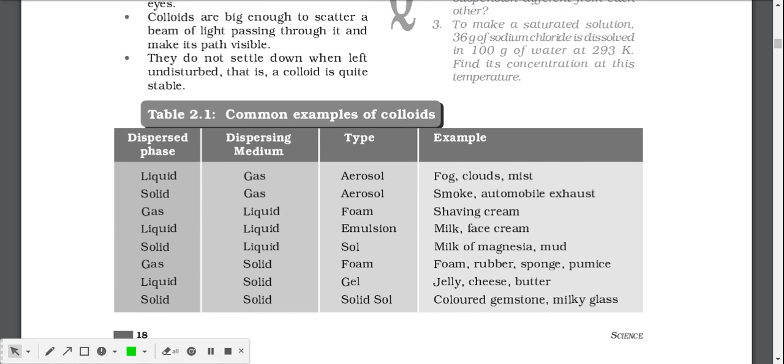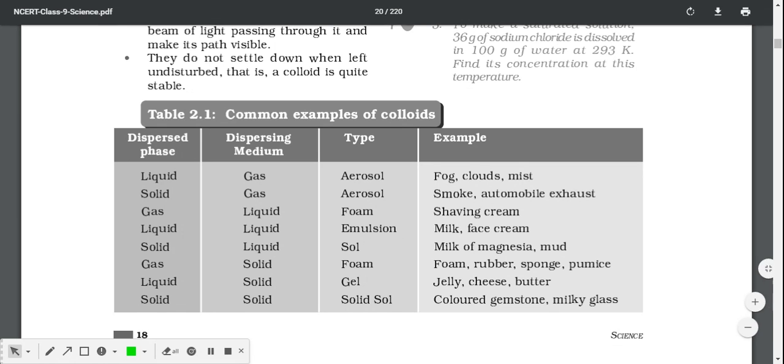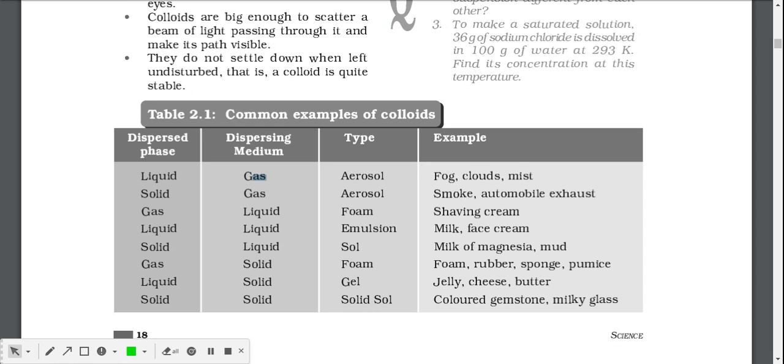This is the table. Dispersed phase, liquid; dispersing medium, gas; this is an aerosol. For example, fog, clouds, and mist. So let's understand. Fog is basically a kind of aerosol, or gaseous form, you can say. The dispersing medium is the medium in which it is present, and that is gas, which is in gaseous form, and the dispersed phase is in liquid form, right?